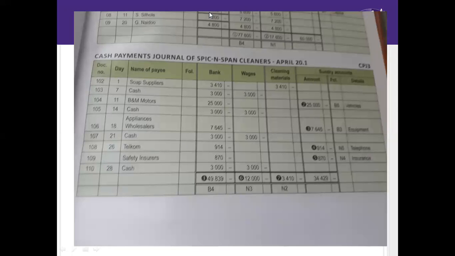Okay, so check there on the 18th, document number 106, Appliances Wholesalers, 7,645 Rand in bank. It's for equipment. There's not an equipment column, therefore you will take it to sundry accounts.